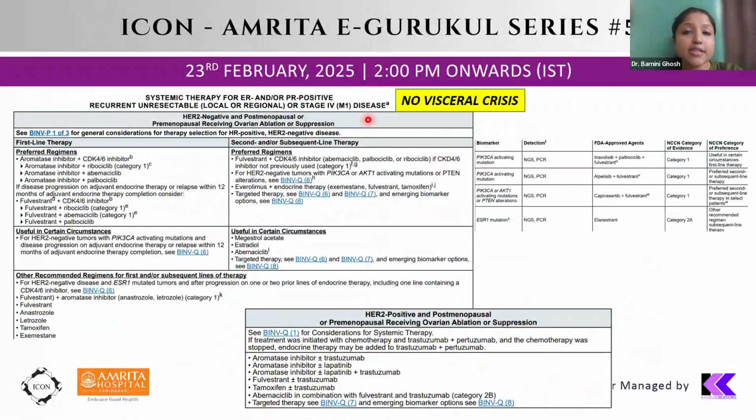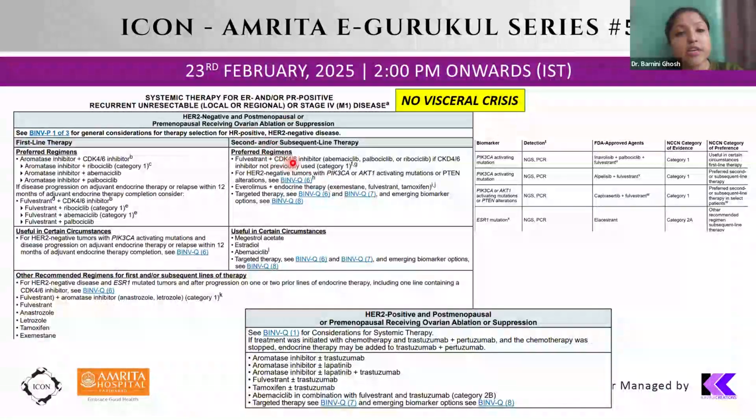Now, next, I'll move on to the metastatic setting. So for the metastatic setting in hormone receptor positive cases, what we first look at is whether the patient is suffering from visceral crisis or not. If the patient does not suffer from visceral crisis, then we shall consider upfront hormonal therapy. And the recommended regimens here are aromatase inhibitors combined with CDK4/6 inhibitors. Now, if there has been disease progression on adjuvant endocrine therapy or relapse within 12 months of adjuvant endocrine therapy, that is, the patient was not an upfront metastatic case but was receiving adjuvant endocrine therapy, then in such cases, we will go for fulvestrant with a CDK4/6 inhibitor.